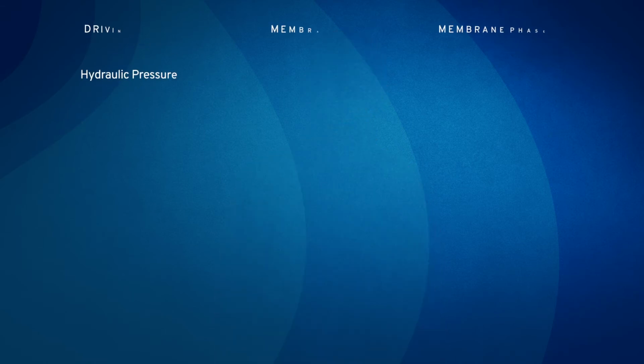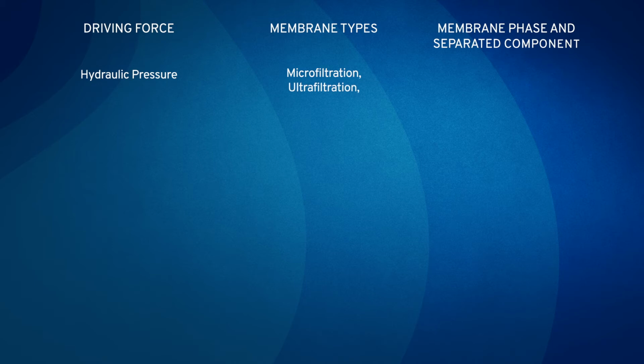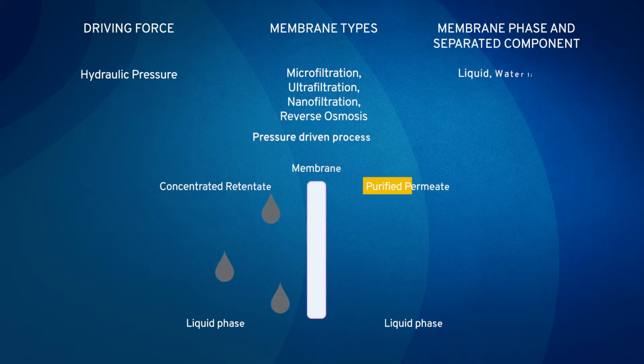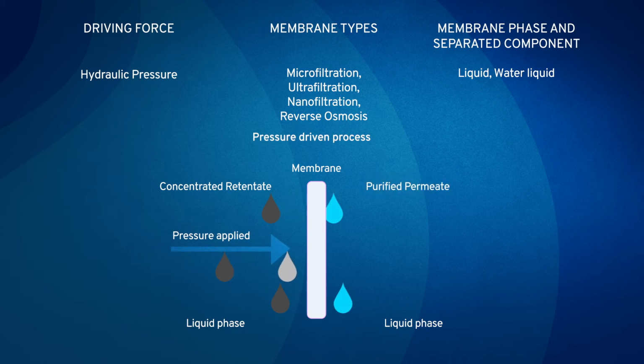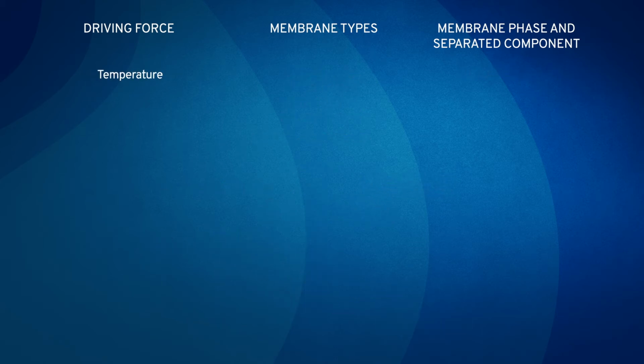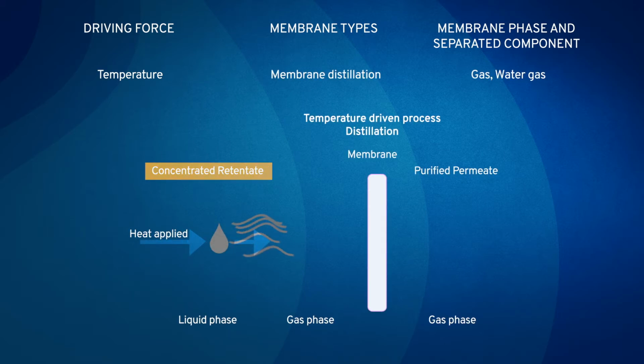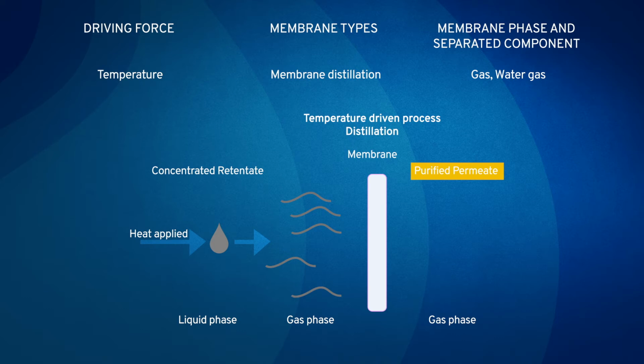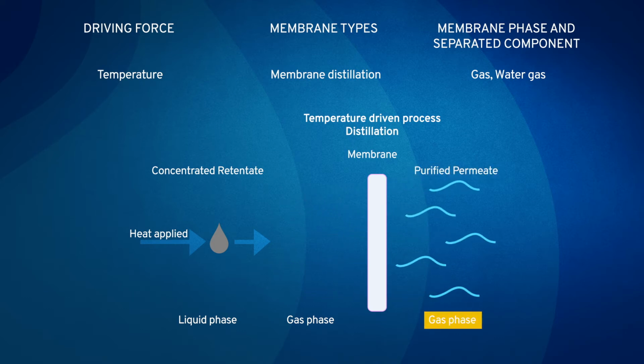For each of these processes, different membranes are used, as well as the components that pass through the membranes. For pressure-driven membranes, primarily polymeric membranes utilizing microfiltration, ultrafiltration, nanofiltration, and reverse osmosis techniques, the purified product material that passes through the membrane is water in the liquid phase. For temperature-driven membranes, a process termed membrane distillation is applied, where the contaminated components are ejected and the desalinated water passes through the membrane in a gas phase.